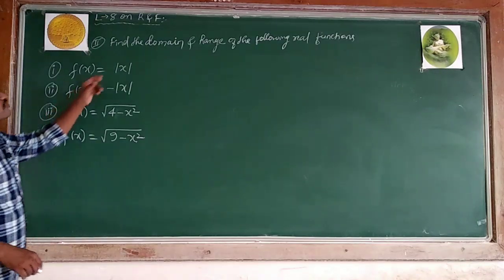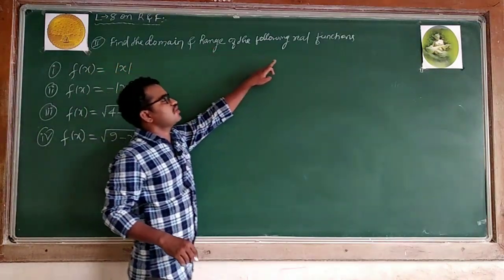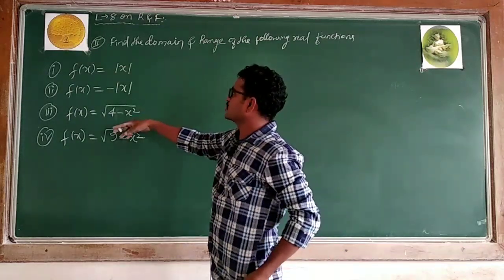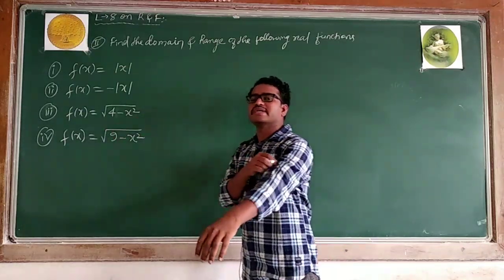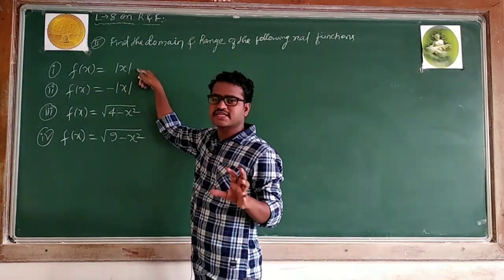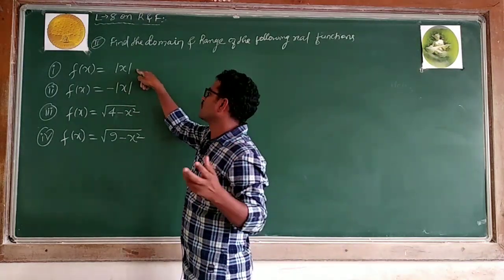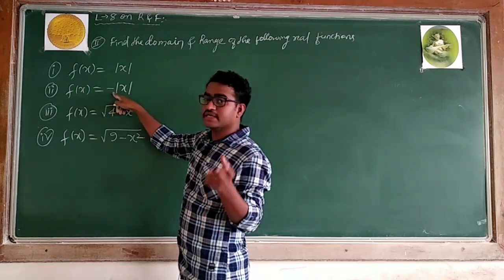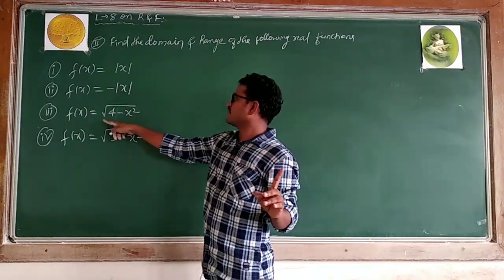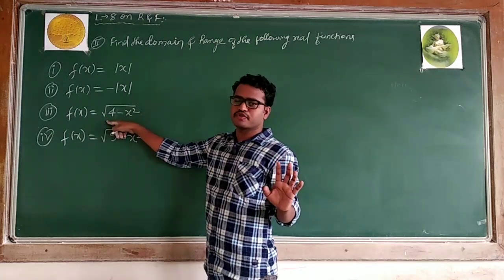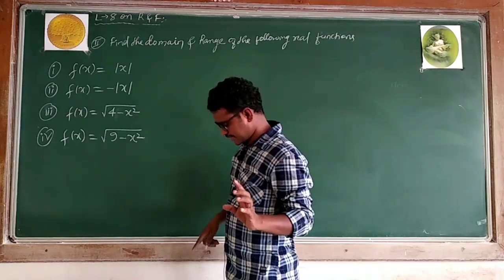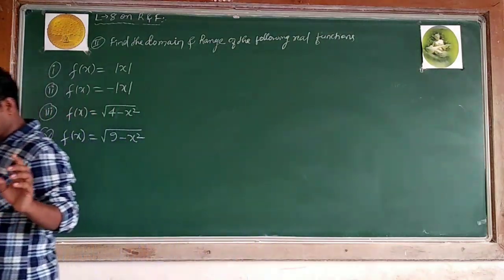Next problem: find the domain and range of the following real functions. It is the same kind of problem, and he has given 4 functions again. You have to find the domain and range of these. First, f of x is modulus of x, which is always a positive value. Second, modulus of minus modulus of x. Third, f of x is equal to under root of 4 minus x square. Fourth, f of x is equal to under root of 9 minus x square. We will check them one by one.